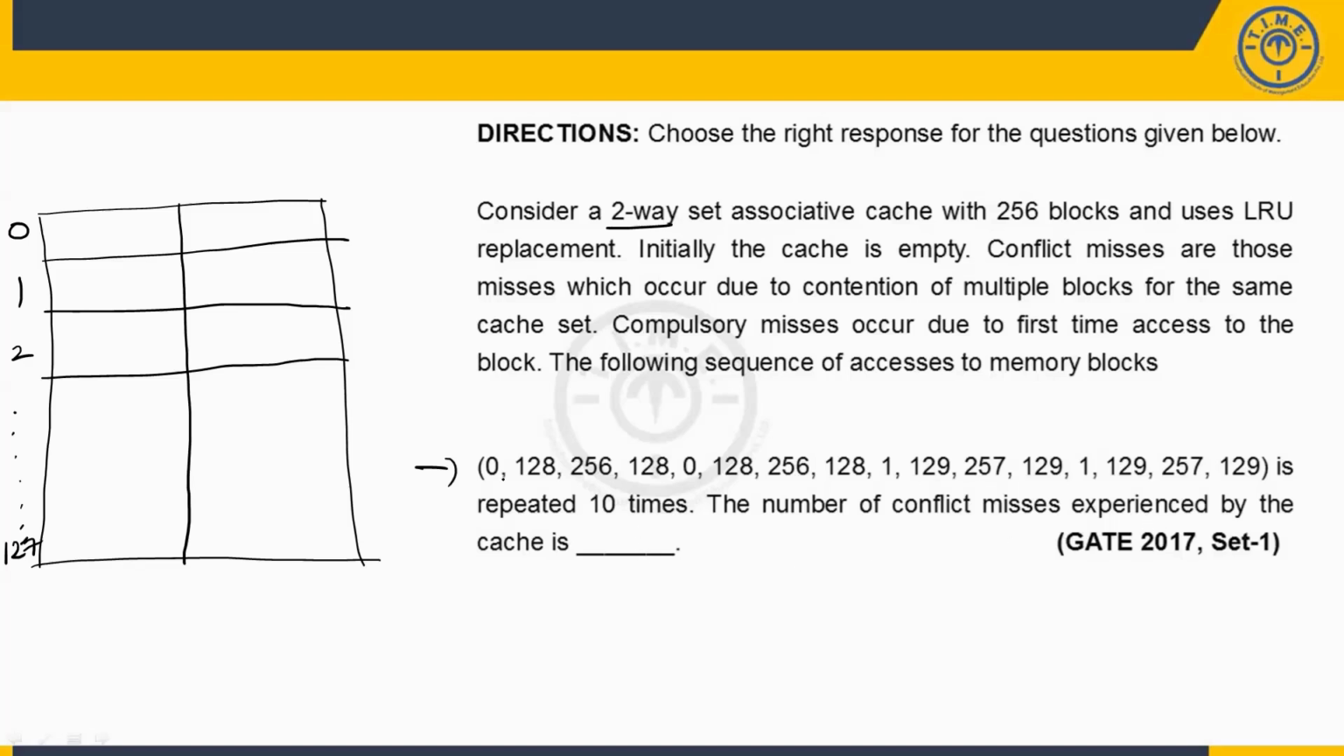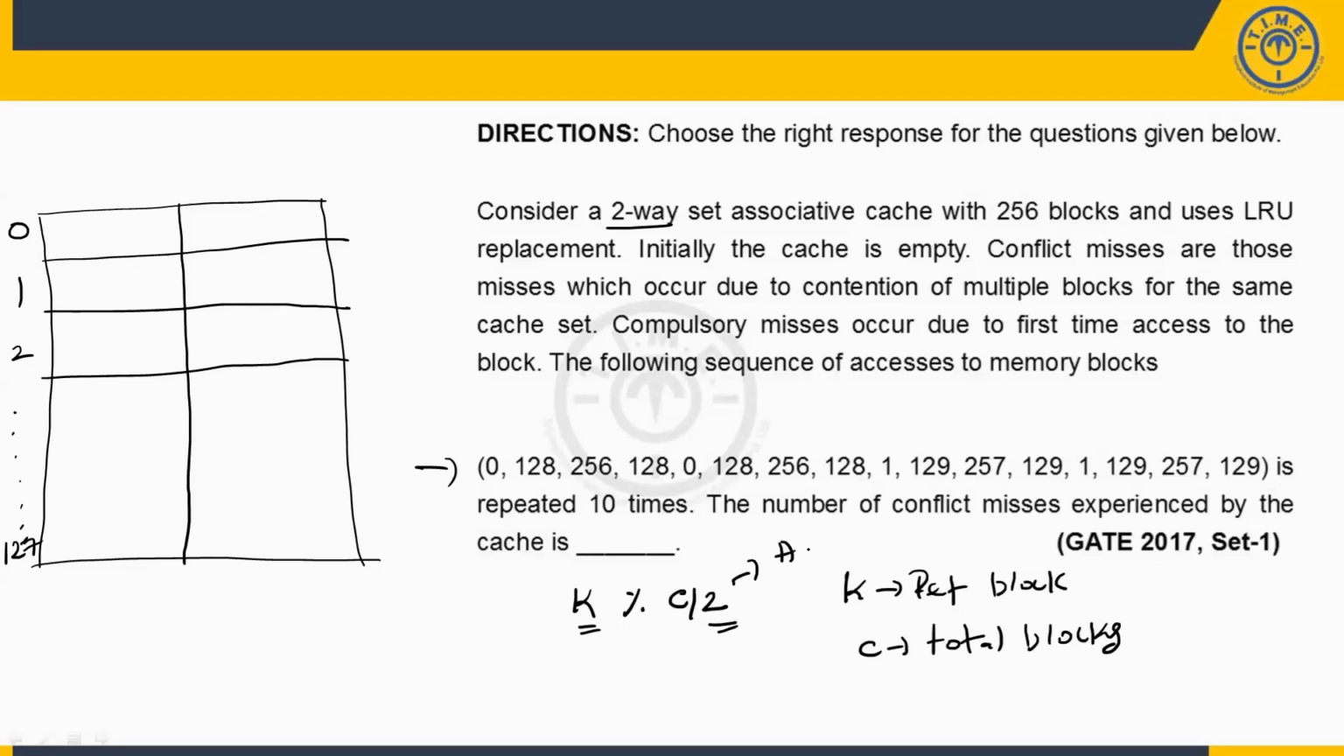Now, initially 0. Where is 0 getting mapped? What is the mapping rule? The mapping rule is K mod C by 2, where K is the reference block, C is total blocks, and 2 is the associativity. So when you look at this, all the blocks are getting mapped to either set 0 or 1. The mapping is limited to 0 and 1.